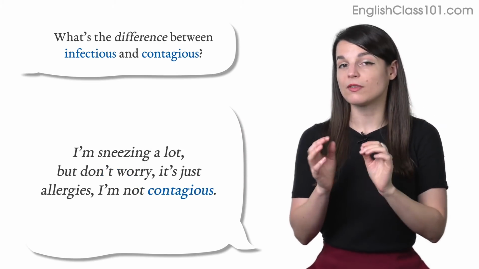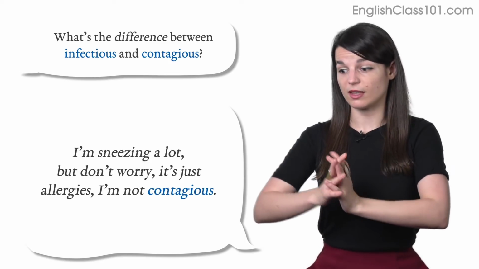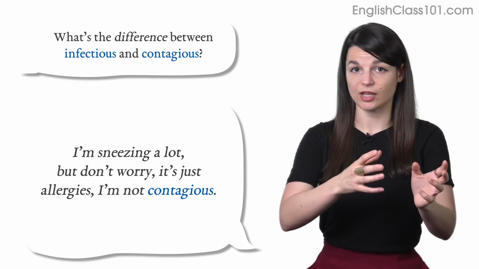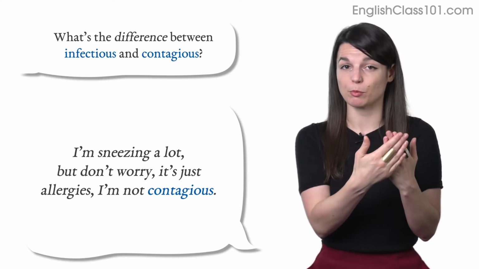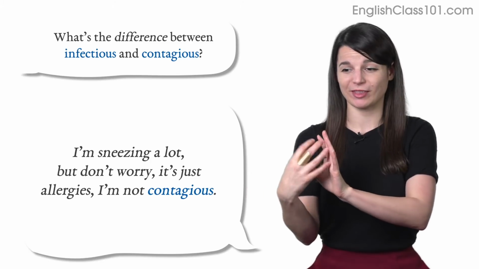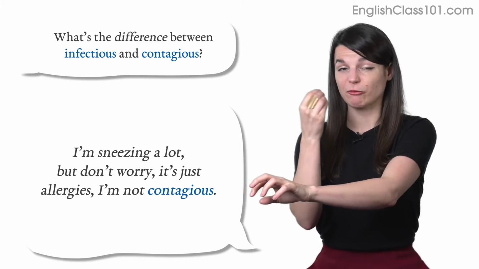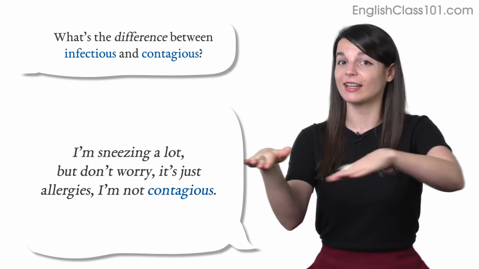I gave the example of allergies in an earlier example sentence. Allergies are an example of something that is infectious but not contagious. So we can't pass allergies from person to person. One person just has this unfortunate relationship with like dust or maybe like cats or dogs or something. Something causes this unfortunate reaction in a person, but it is not contagious.